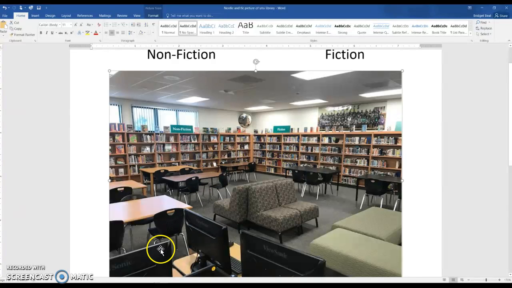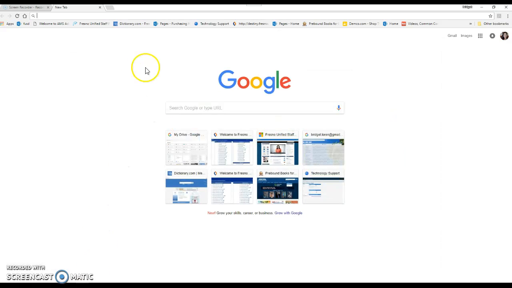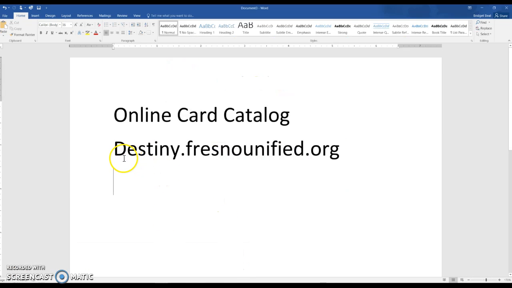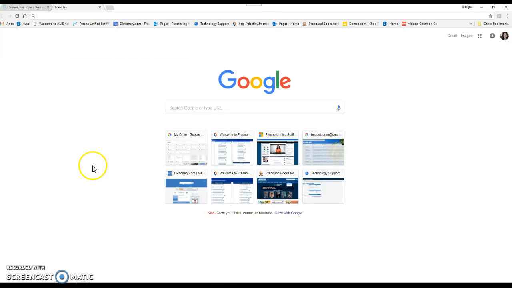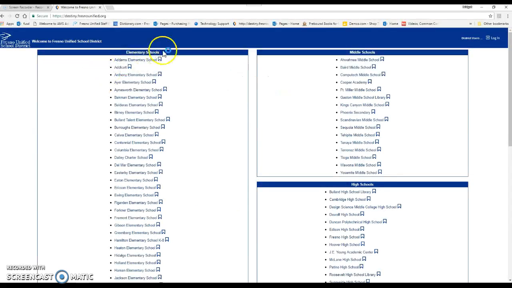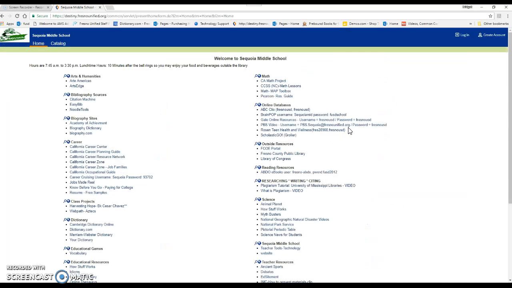All right. Let's go back to looking at our online catalog. The first thing that we need to do is to get online, and we need to type in this address, destiny.fresnounified.org. So let's go ahead and get there, and if I start typing, it's already automatic for me because I'm on there quite a bit. You're going to look for your school, and that's Sequoia Middle School. Click on that, and then that'll take you to our home page.